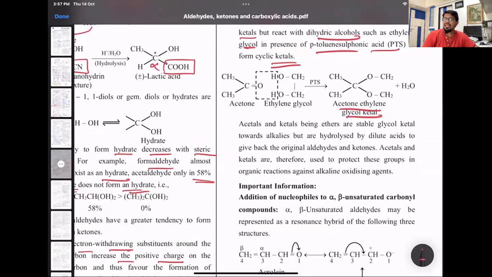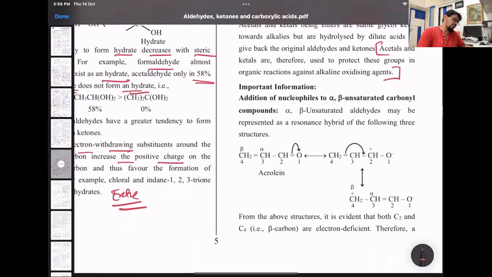Acetals and ketals, being ethers, are stable towards alkali, but are hydrolyzed to give back the original compounds. So we say acetals and ketals are therefore used to protect these groups in organic reactions against alkaline oxidizing agents. If you hydrolyze them with dilute acid, these ketals or acetals will give you back the original compound. That's the reason why these groups are protected in reaction with alkaline oxidizing agents. Then comes addition reaction, one more point. Addition of nucleophiles to alpha beta unsaturated compounds.